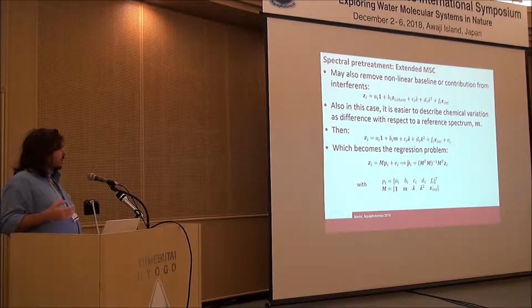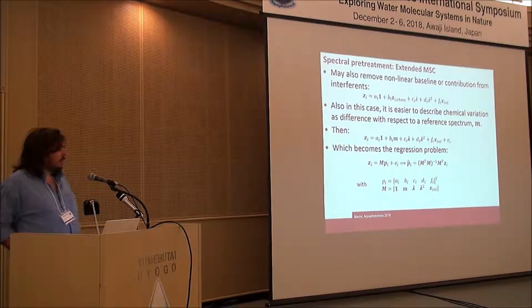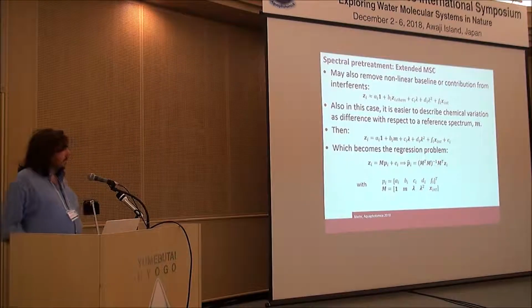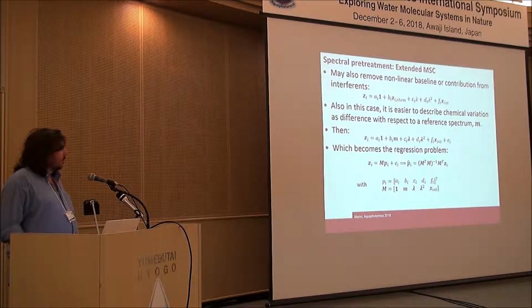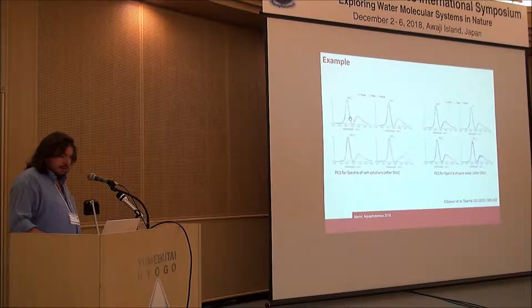Also in this case, once we have a reference spectrum, a possible interference spectrum, or an assumption about the shape of the baseline that we want to remove, then estimation of parameters can easily be carried out by means of multiple linear regression.